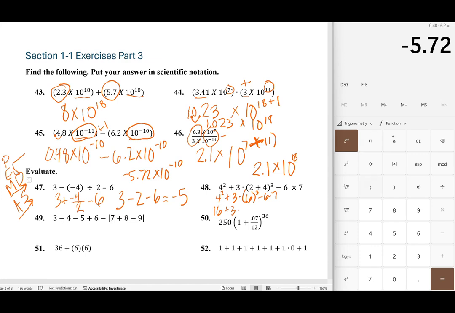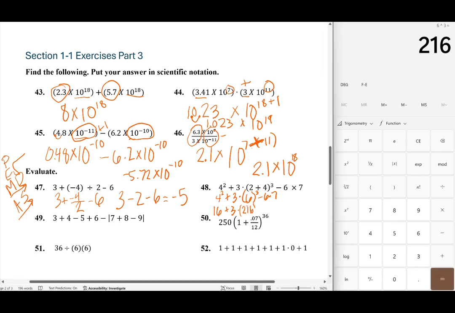And if you need to, you can use your calculator on that. Remember, in the last video, we talked about how to use the exponent button on the calculator. So let's do that real quick. 6 to the third power is 216. So we have 3 times 216.